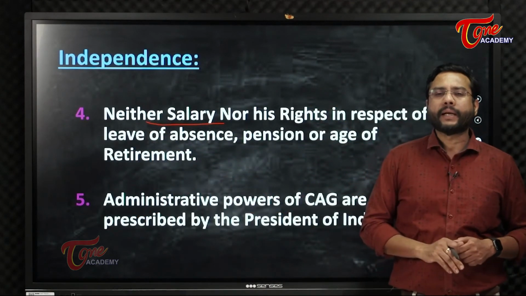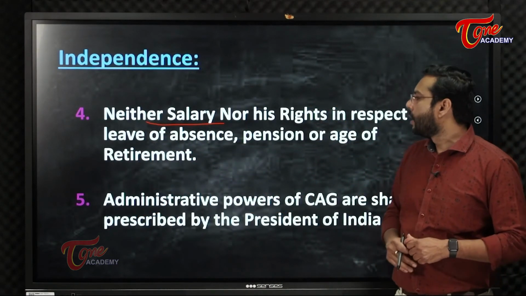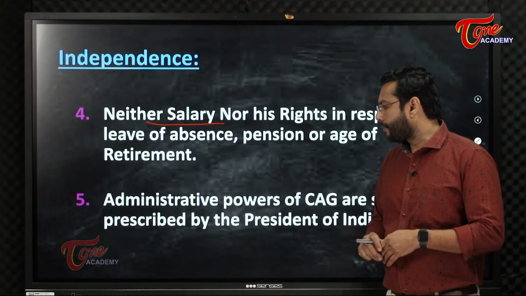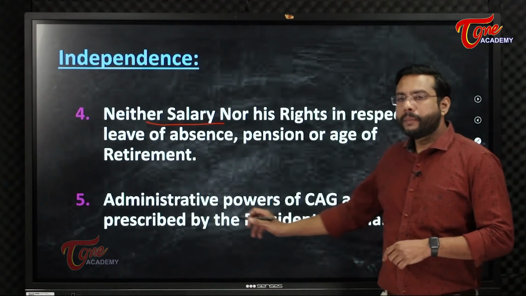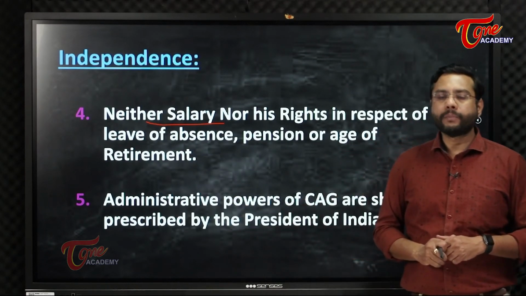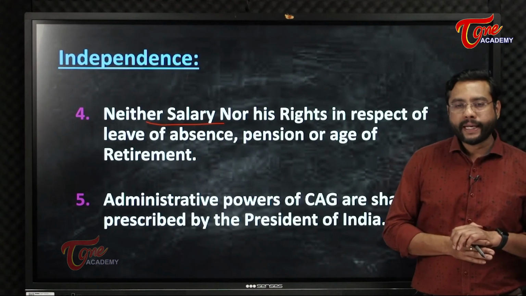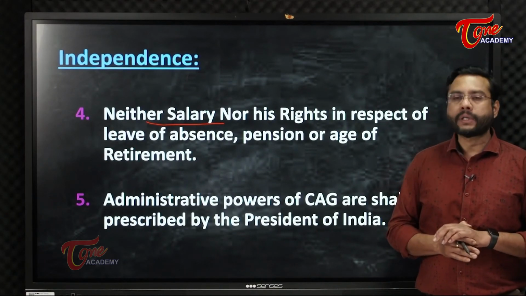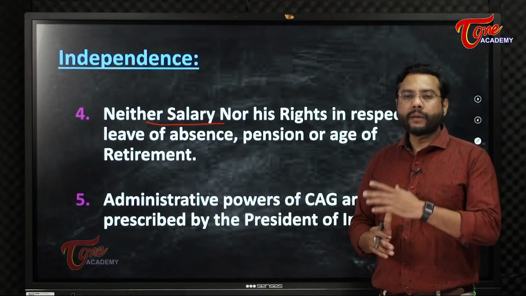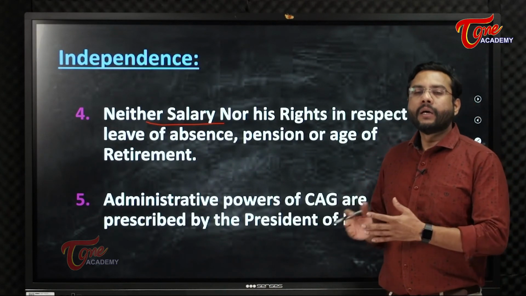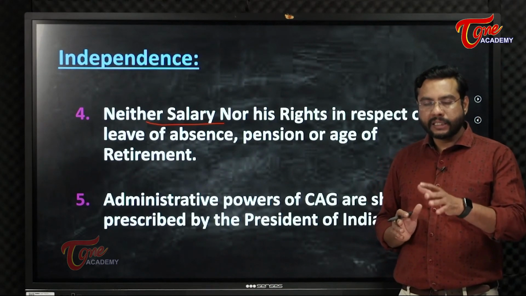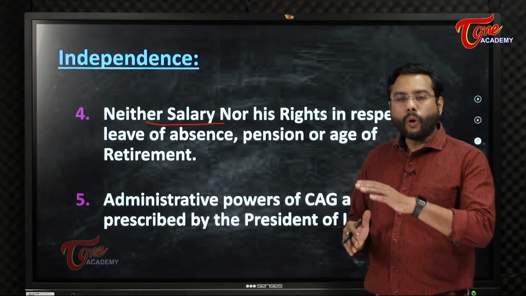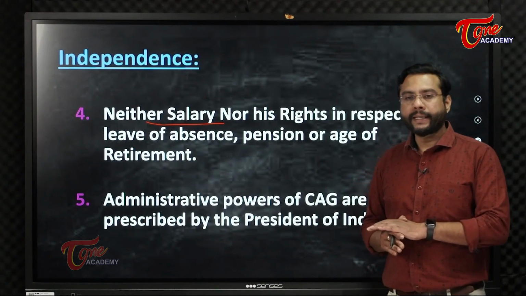So salaries and other remittances, emoluments or service matters are determined by the parliament. Whatever the case may be, his salary, pensions or any other things are charged on the Consolidated Fund of India. And one thing is administrative powers. The president is the appointing authority of the CAG, and under Article 151, audit reports are given by the CAG to the president concerning the central government and to the governor concerning state governments. So all these administrative powers are also decided by the constitution.